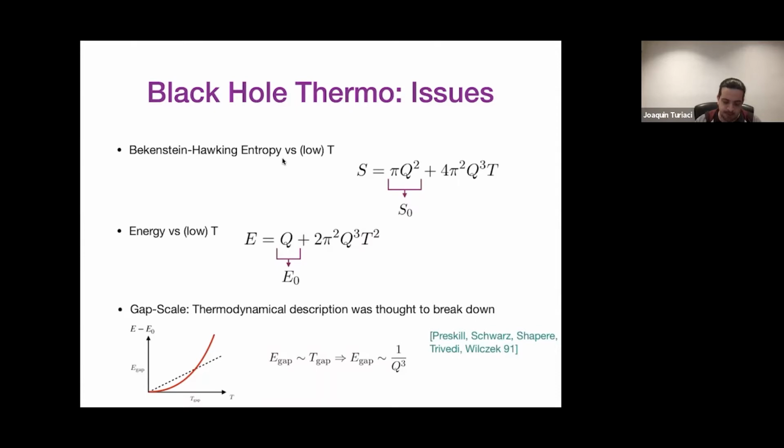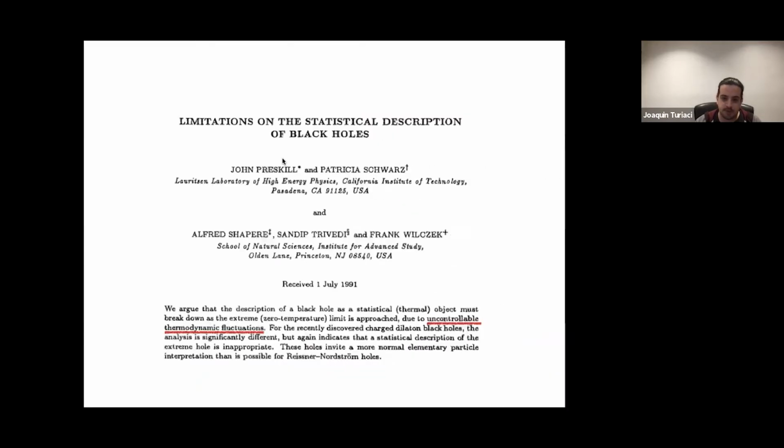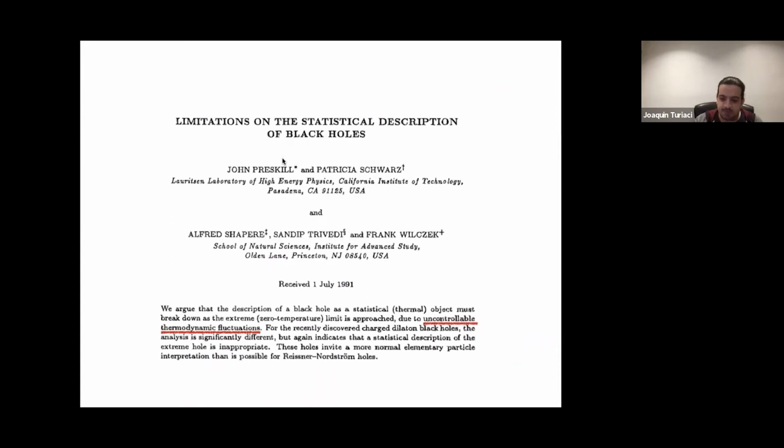So that's the idea, to try to understand this better. And this is a picture from that paper. And they associate to this breakdown of the statistical description of black holes some uncontrollable thermodynamic fluctuations, and we would like to understand a little better what they are.